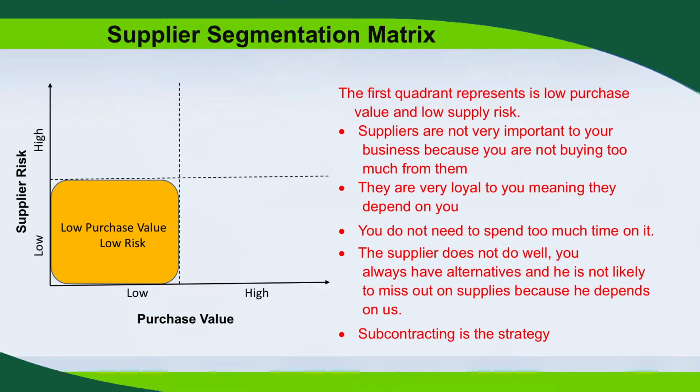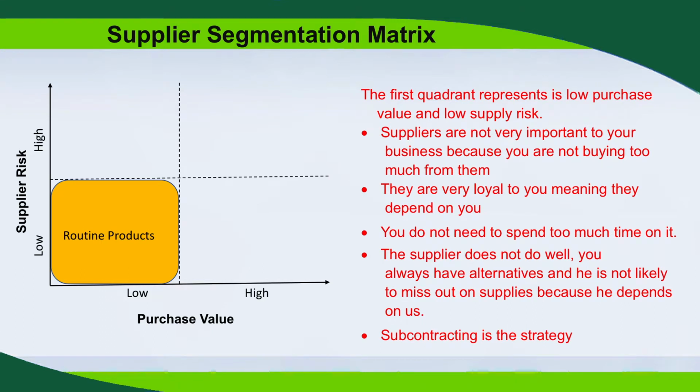Now, these people are not very important to your business because you're not buying too much from them anyway. And also they are very loyal to you, meaning they depend on you. So you really don't need to bother much about them. Just go ahead and subcontract in the usual way. You don't need to spend too much time on it. In case the supplier doesn't do well, you always have alternatives. And he is not likely to miss out on supplies because he depends on us. So these people, we classify as routine products, and any general system subcontracting should do.